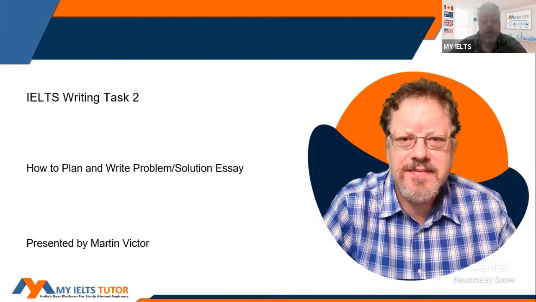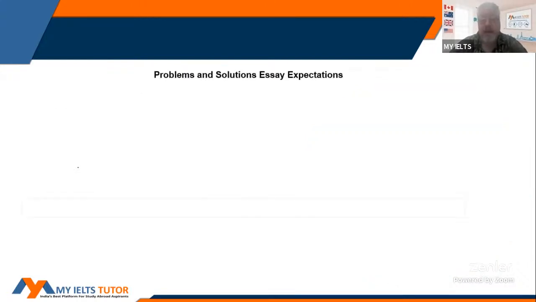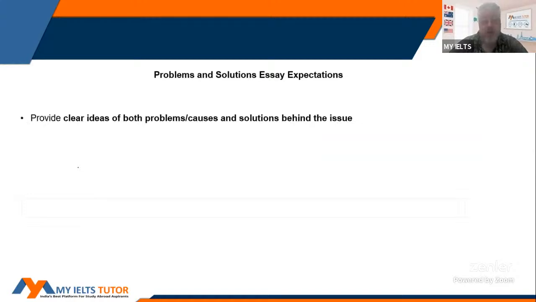All right, so now we're talking about how to plan and write a problem and solution essay. However, there are two types of that essay. So let's look at this. Basically, we want to look at the expectations of this. First of all, keep in mind that there are two different types of this particular one. It could be problems or causes and then solutions. Problems, causes, or solutions, it's essentially the same thing. That's why you see problems, causes, and solutions here.